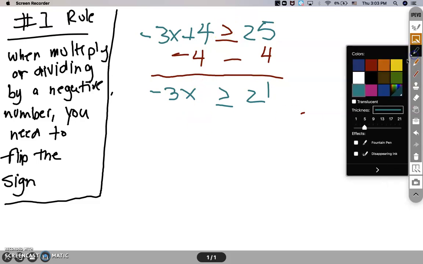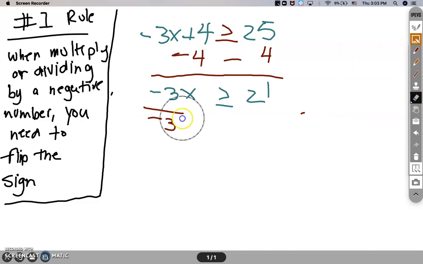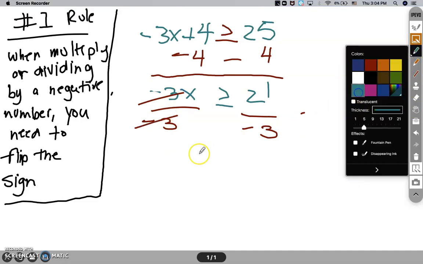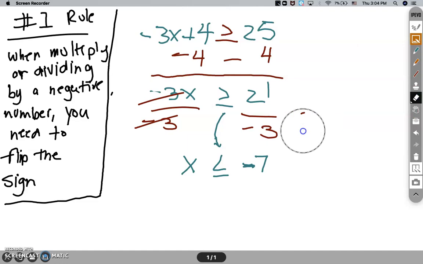But when we come to this next part, what do we have to do? We're going to divide by negative 3. But I am dividing by a negative number, so what do I have to do? I have to flip the sign. So I'm dividing by negative 3 on both sides. These two cancel out, and then we get x is less than or equal to negative 7, because I flipped the sign from a greater than or equal to a less than or equal to. So solving inequalities is that simple.